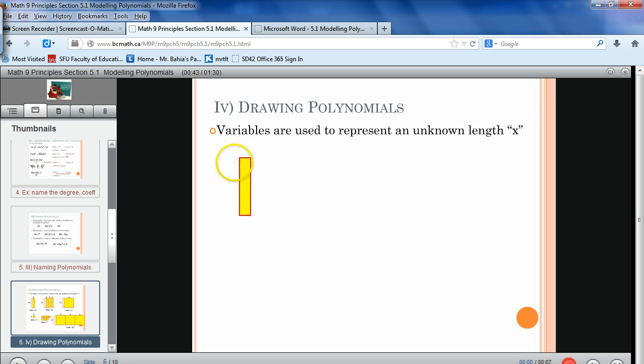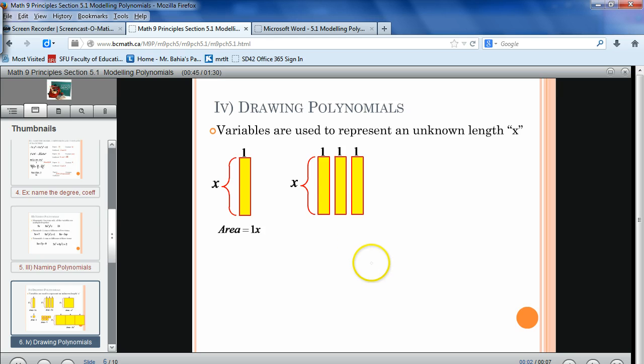When you've got these little rectangle shapes, a yellow rectangle, that's referring to the variable. Normally it's x. It doesn't have to be x. It could be x, y, z, a, b, c, g, f. It could be whatever the variable is. So a rectangle is x. So we would call this 1x. And if you've got 3 rectangles, that would be called 3x.